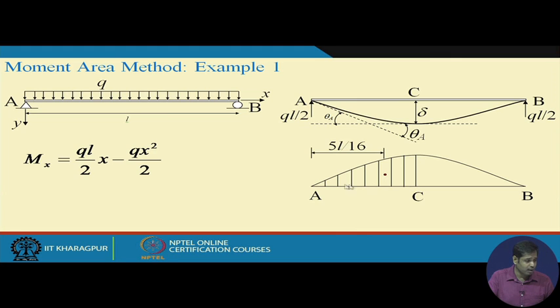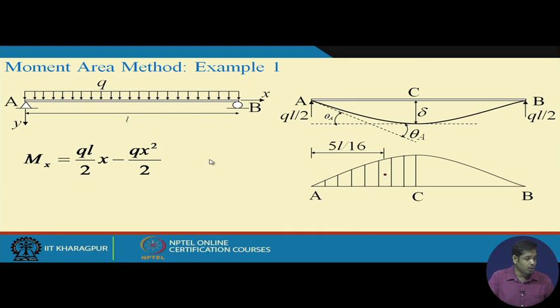and so this is the area of the bending moment diagram between A and C. The centroid of this parabolic curve is at a distance 5L by 16 from point A, because this distance is L by 2. Okay. If the distance is L, then it is 5L by 8, but it is L by 2, so it is 5L by 16.